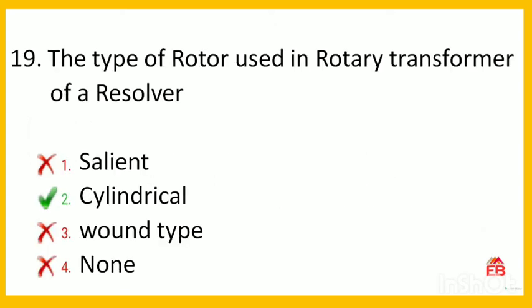Next is, the type of rotor used in the rotary transformer of a resolver. In case of a resolver, we use a rotary transformer. Here they are asking the type of rotor used in the rotary transformer. The options are salient, cylindrical, wound type, or none. So the correct option is cylindrical type of rotor. So option 2 is correct.